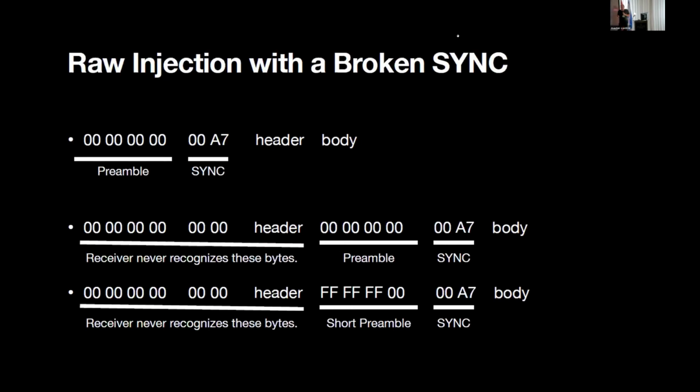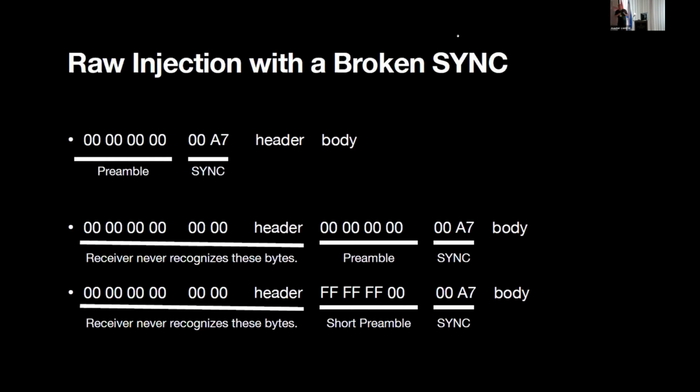In the second example, the receiver never recognizes that this first portion, that long string of zeros. It just thinks that's background noise. It skips right over it. It matches on the 00A7 that is later in the frame, and it forwards that body at the very right of the second row up to the networking stack.